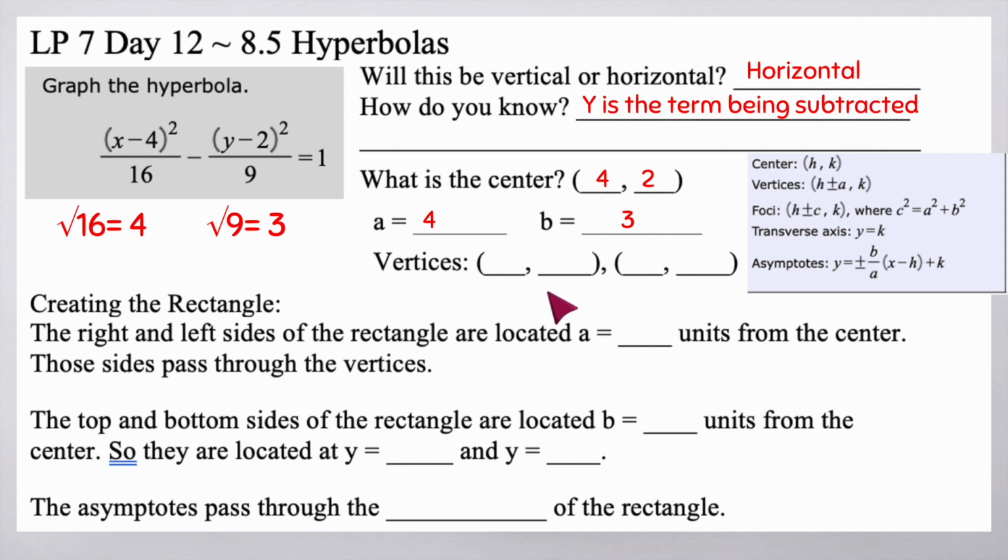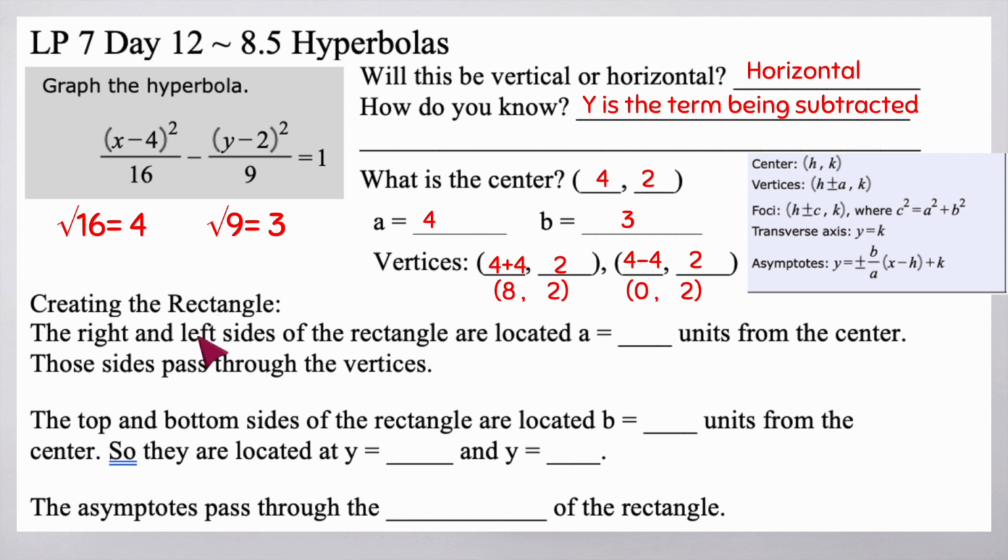Now to do the vertices, and I brought this over here just so we could see it. You should still be able to see it on your paper, but I had to break this up a little bit so that it wasn't too much on one page. So I can do h plus or minus a, and then k. The 2 is going to stay 2 for both of these, but I'm going to take h and add a to it. So it's going to be 4 plus 4, and it's going to be 4 minus 4 for the next one. So I'm going to have 8, 2 and 0, 2. Those are my two vertices.